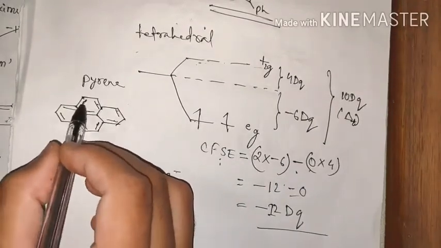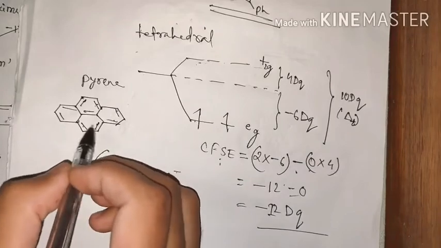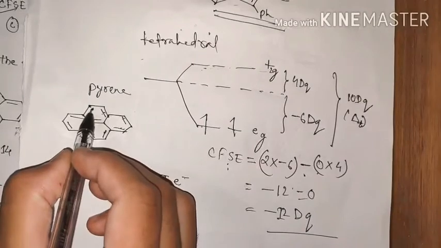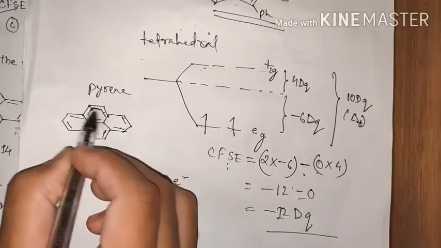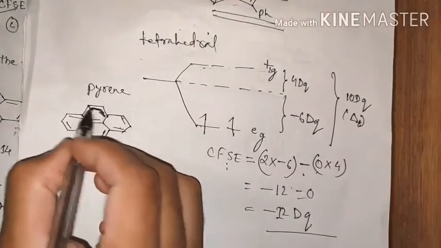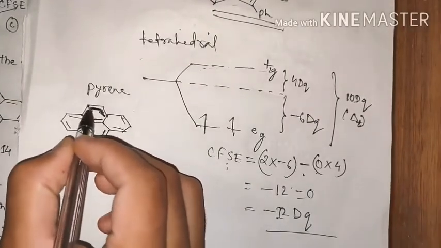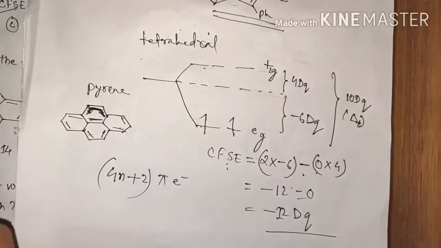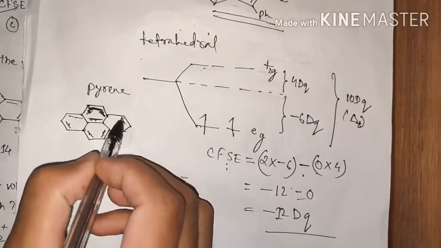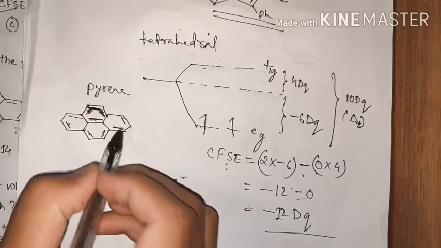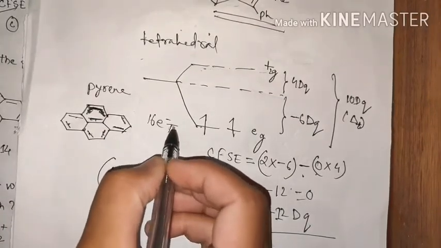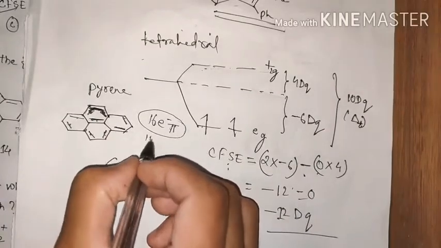7, but 1 2 3 4 5 6 7 8, it should be 8. Oh sorry, this will not be there. It will be here 1 and here 1. This 2 will be the pi bond. So in case of pyrene, we will see 1 2 3 4 5 6 7 8, there are 8 pi bonds, that means a total of 16 pi electrons. But actually it is 14 pi electrons.